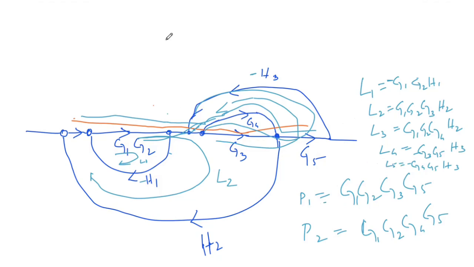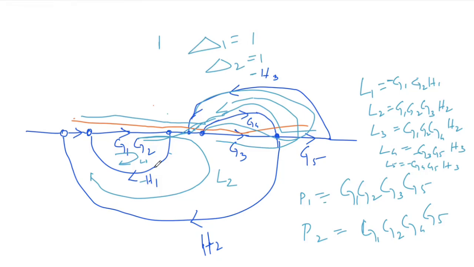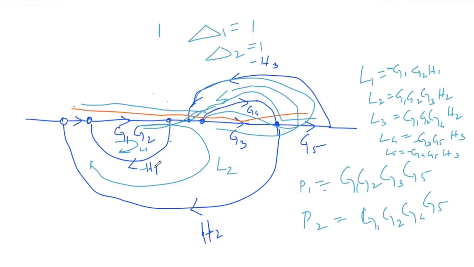So delta 1 is 1, sir. Delta 2 is also 1. Okay. So P1 delta 1 will be G1, G2, G3, G5. P2 delta 2 will be G1, G2, G4, G5. Divided by del. What is del? 1 minus sum of the loops plus sum of product of non-touching loops. So L1, L4 and L1, L5.